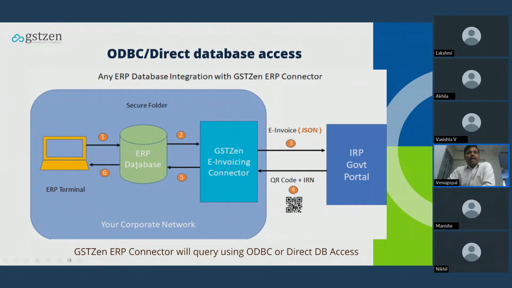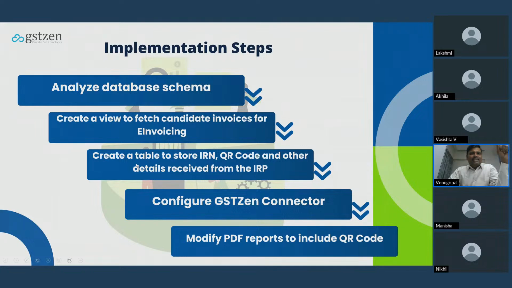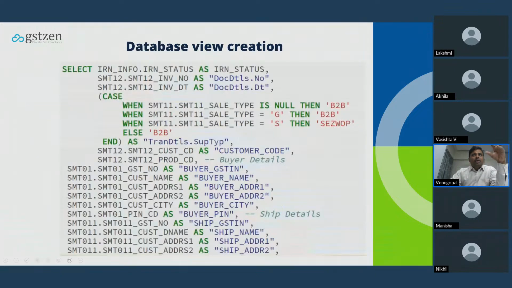How does it do that? We will analyze your existing data schema. We will create a view to fetch whatever document fields are required for generating the e-invoice. We'll create a table to store the IRN, QR code, and the responses that are collected from the IRP. The GSTZen connector is also done, so you can configure the time intervals at which frequency you want it to run. How does a database view look?